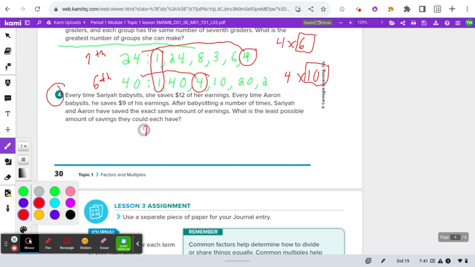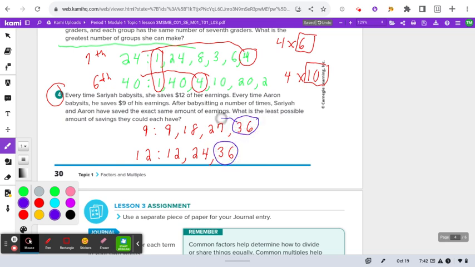So for this one, you would list the multiples of 9 and multiples of 12. So after one day, 9. After one day, 12. You want to see when they would be able to meet one another. So 9 times 2, 18. 12 times 2, 24. 9 times 3 is 27. 12 times 3 is 36. 9 times 4 is 36. So this is when they would meet one another.